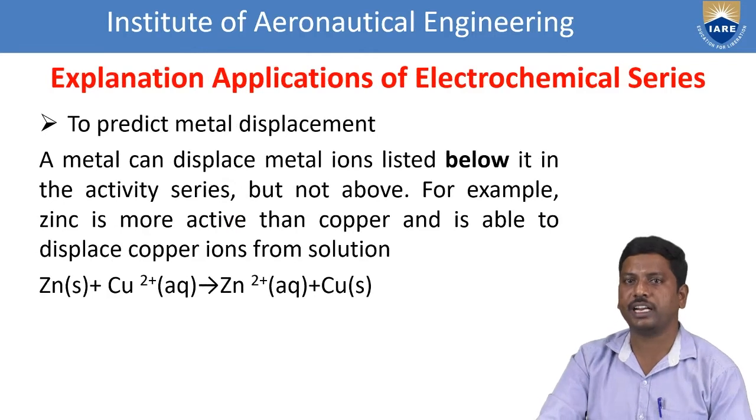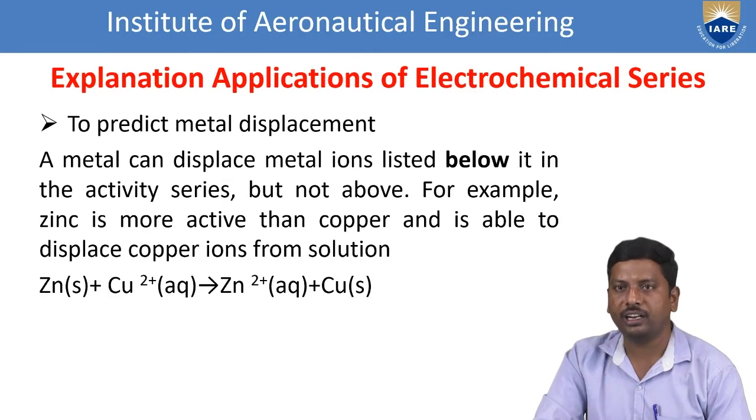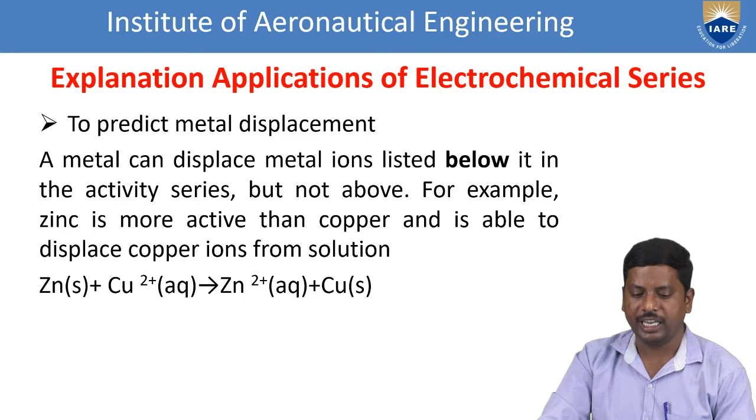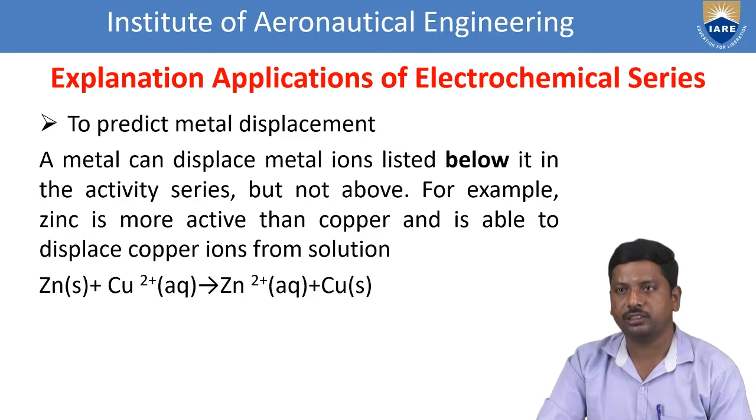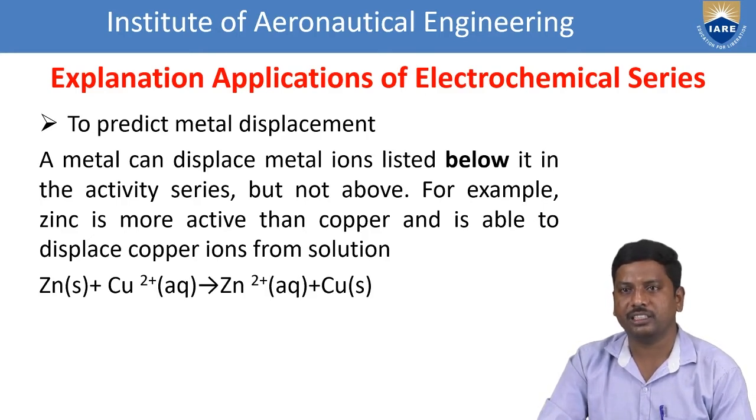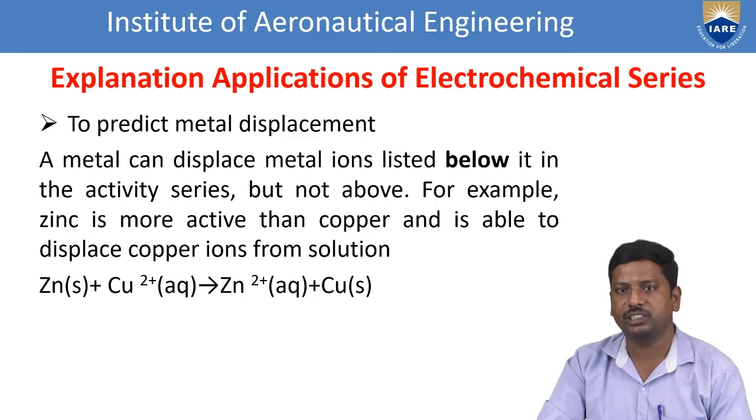That means it comes under the category of predicting metal displacement reactions. A metal can displace the metal ions listed below it in the activity series, but not the ones above. For example, zinc is more active than copper and is able to displace the copper ions from the solution.